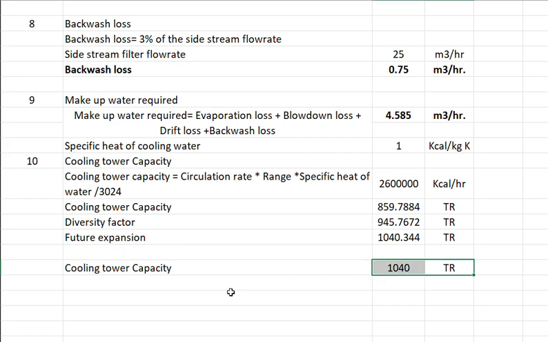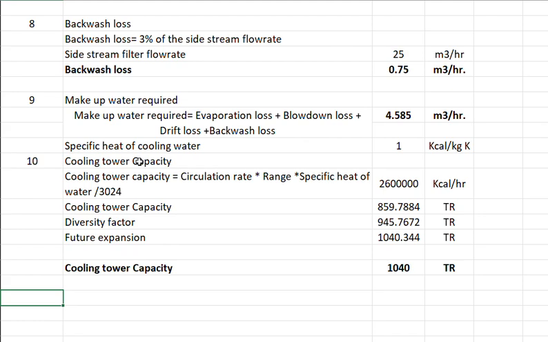I'll just highlight it. Now you have the idea about the basic calculations: backwash loss, blowdown loss, makeup water, and cooling tower capacity. The vendor can suggest models from their standard range that fit your requirements, but we need to do these basic calculations prior to sending the inquiry to the vendor.